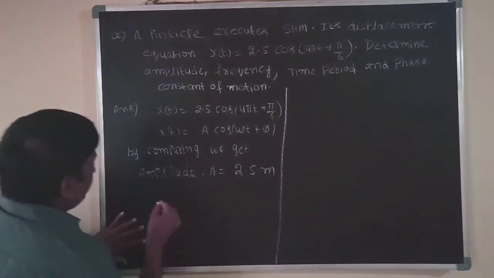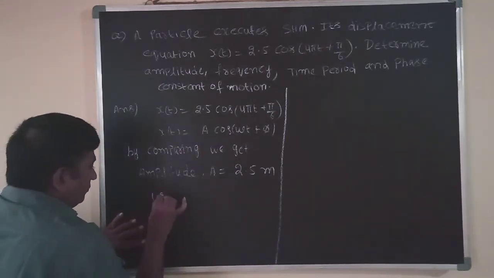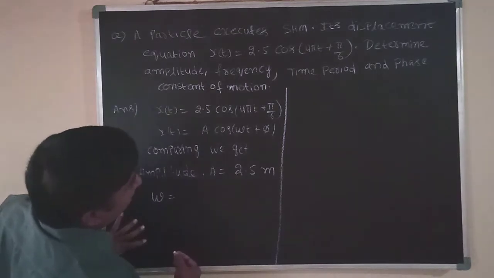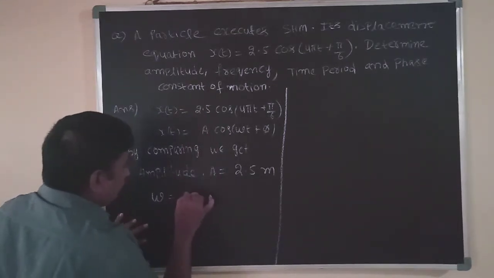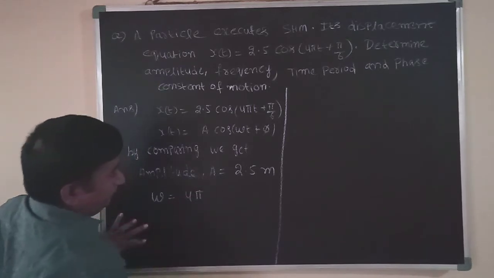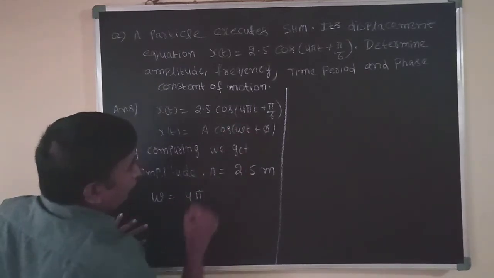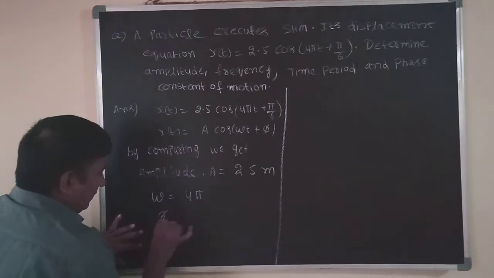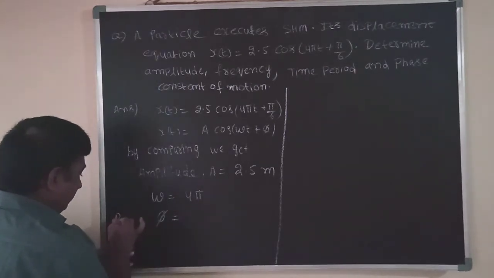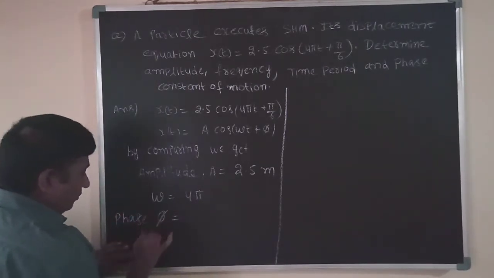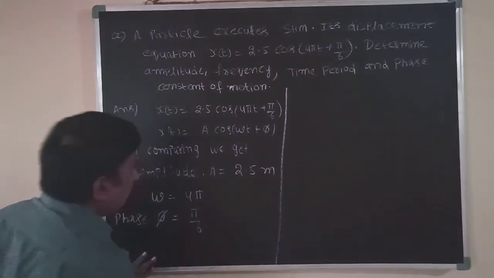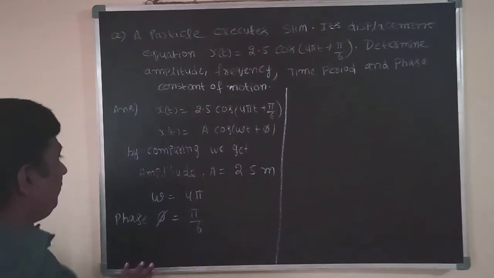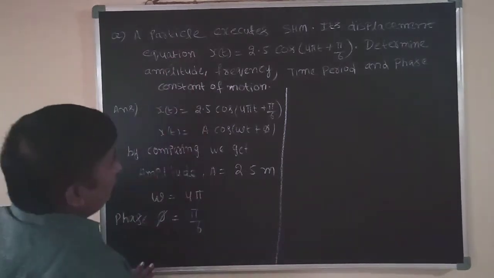With the help of this, omega is the angular frequency, and they have asked for the frequency. With the help of this, omega equals 4 pi. And the phase here is phi, which is nothing but pi by 6. With the help of this we have found the amplitude.